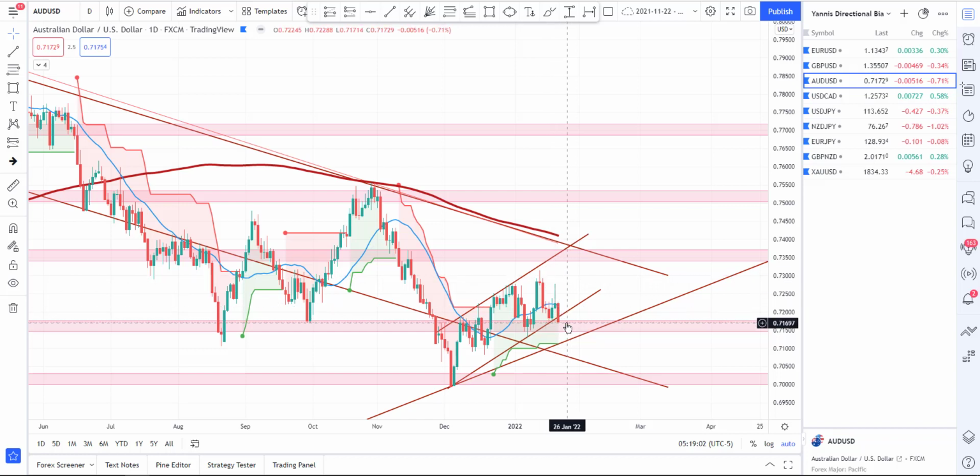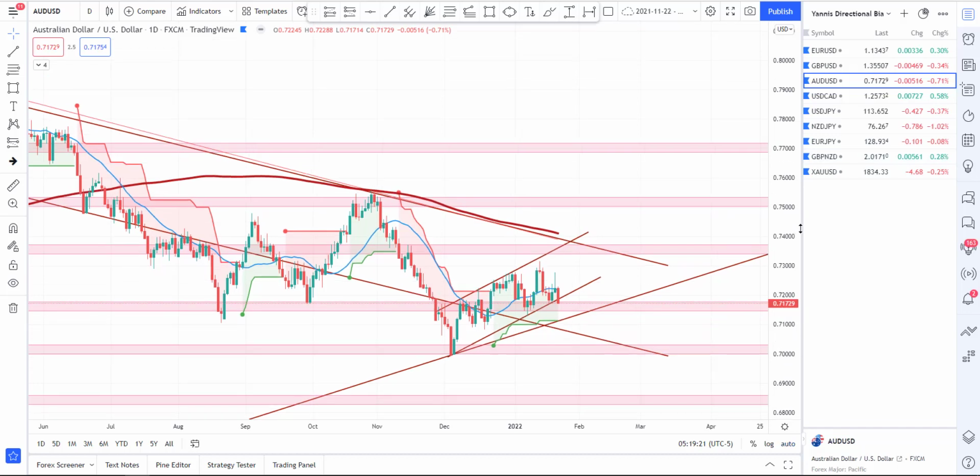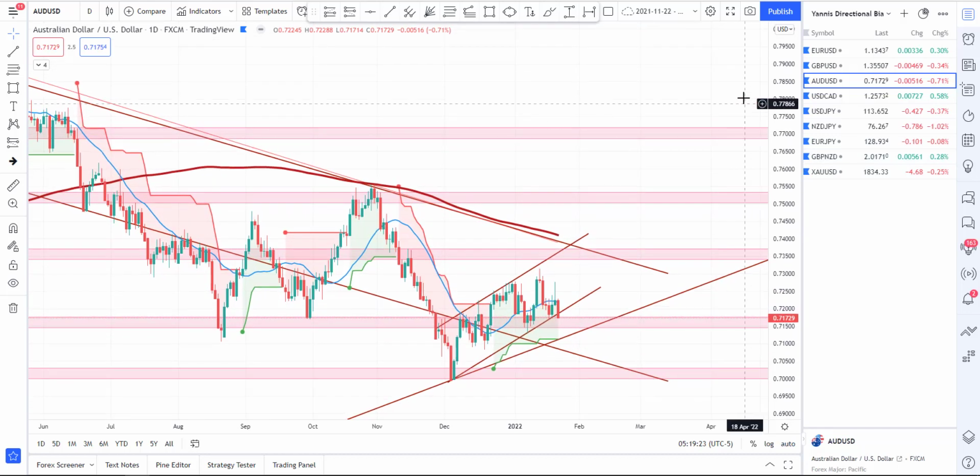And now it's trading lower and it's testing again the 0.7150 area for the Aussie dollar, which leads me to think that the next stop on its way down would be in the whereabouts of 0.70, the next major resistance that it will encounter.